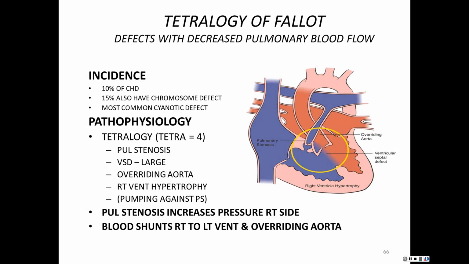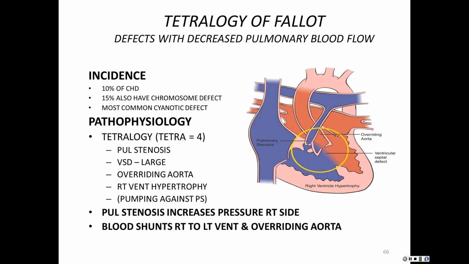We continue with our heart defects that decrease pulmonary blood flow. This defect is one of the ones that you will hear about quite frequently. It's called tetralogy of Fallot. Tetra meaning four, because there are actually four defects that are part of this process. Basically 10% of all congenital heart defects are tetralogy of Fallot, so it is a fairly large percentage of patients, children, that will have these. 15% of these children also have chromosomal defects, and it is the most common of the cyanotic defects that we will look at.